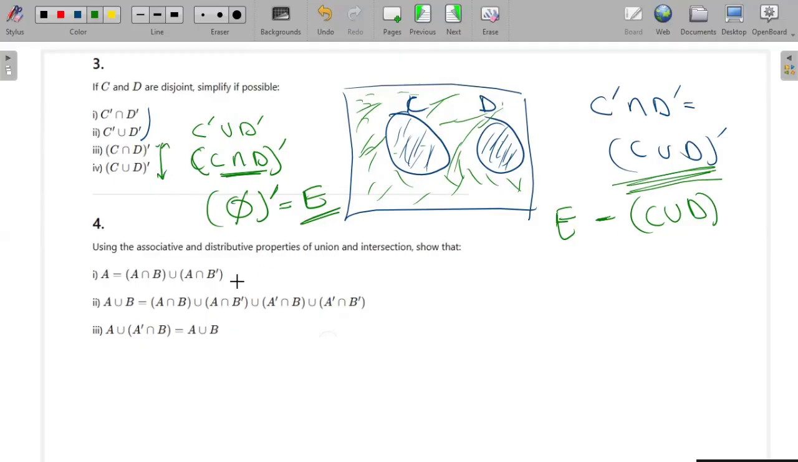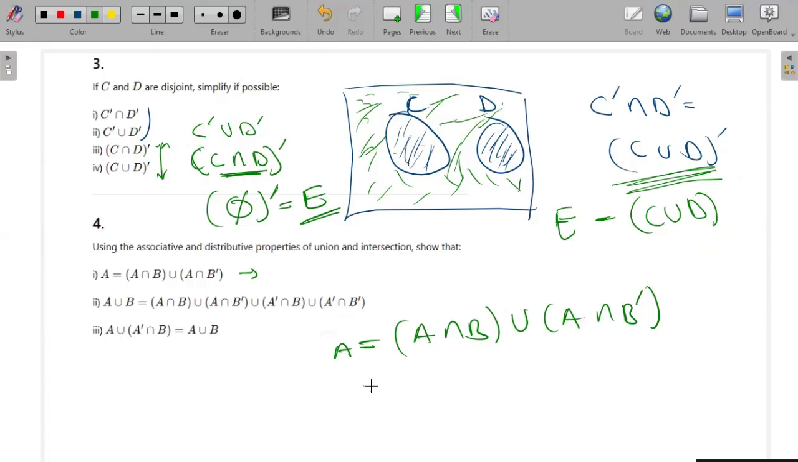Okay, we come here, I do the first part and I leave the two to you guys. It's saying, using the associative and distributive properties of union and intersection, show that A is equal to this. How do we show that? They're saying we should show that A is equal to (A intersect B) union (A intersect B complement).